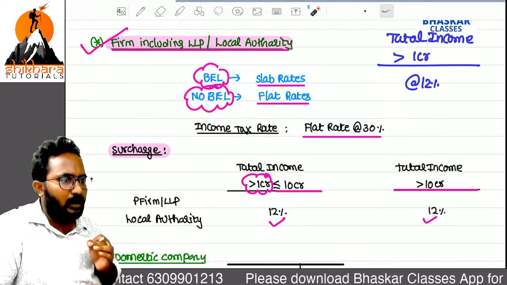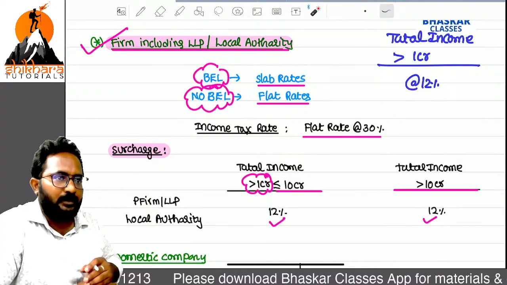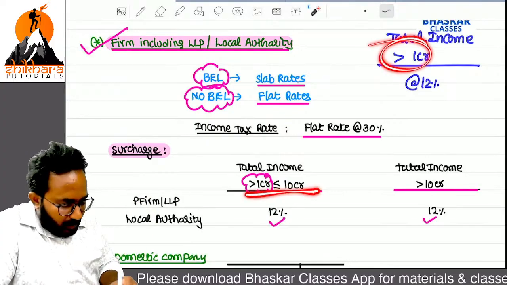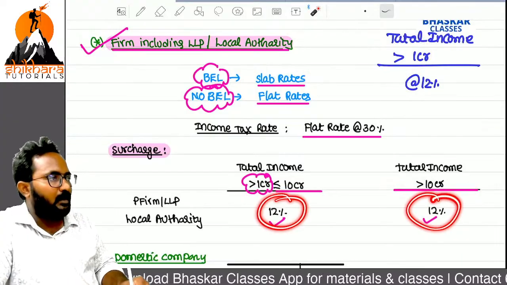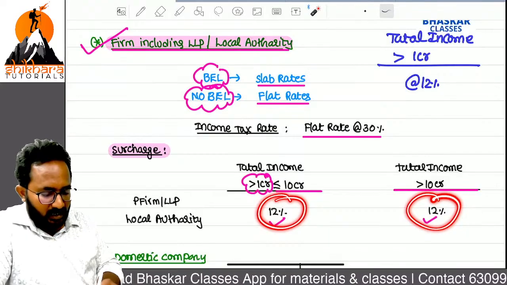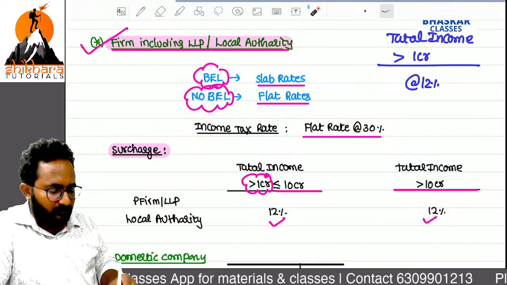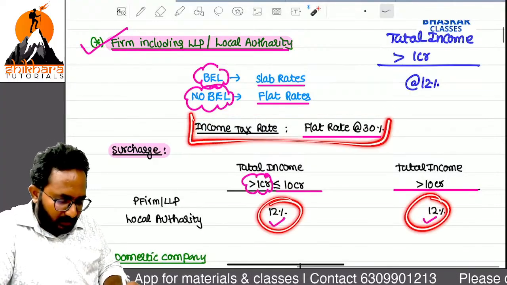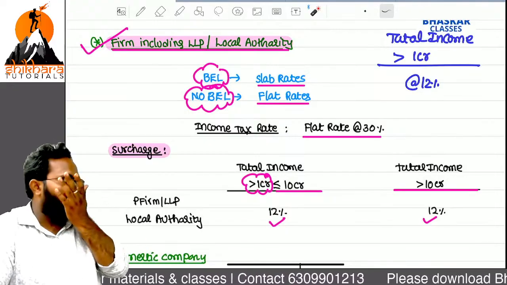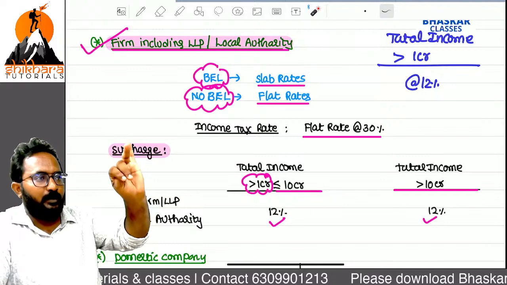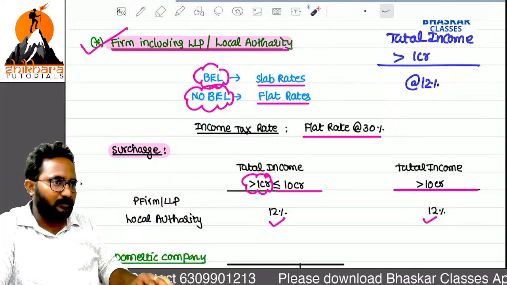Sir, if exactly 1 crore is there? Exactly 1 crore, no surcharge applicability. Only if it is more than 1 crore do we have to apply the surcharge. Clear? This surcharge rate is applied on what? On the income tax. Surcharge rate is always applied on income tax. Clear? So up to now, individual, HUF, AOP, BOI, AJP, firm, LLP, local authority are also over.